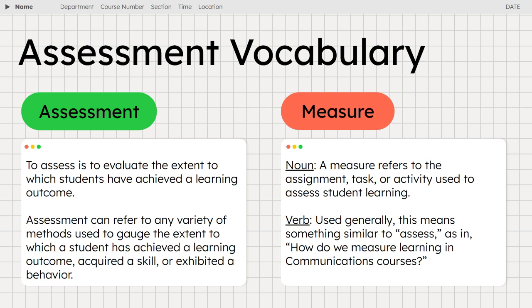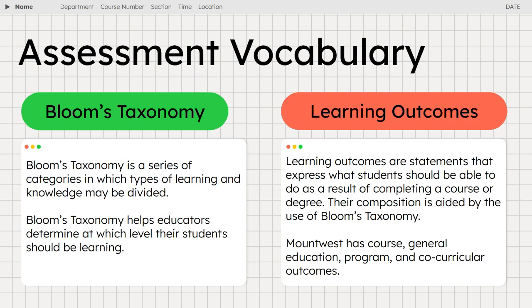Now, the word measure appears in our assessment glossary twice, as a noun and then as a verb. A noun for a measure is the following. A measure refers to the assignment, task, or activity used to assess student learning. You can also think of a measure as an assignment. So whatever it is you are having students do to then test or demonstrate how they've acquired that skill or that knowledge. And then the verb is used generally. This means something similar to assess, as in how do we measure learning in communications classes. So measure as assignment, and then measure quite literally as measuring success or improvement or skill in a specific category.